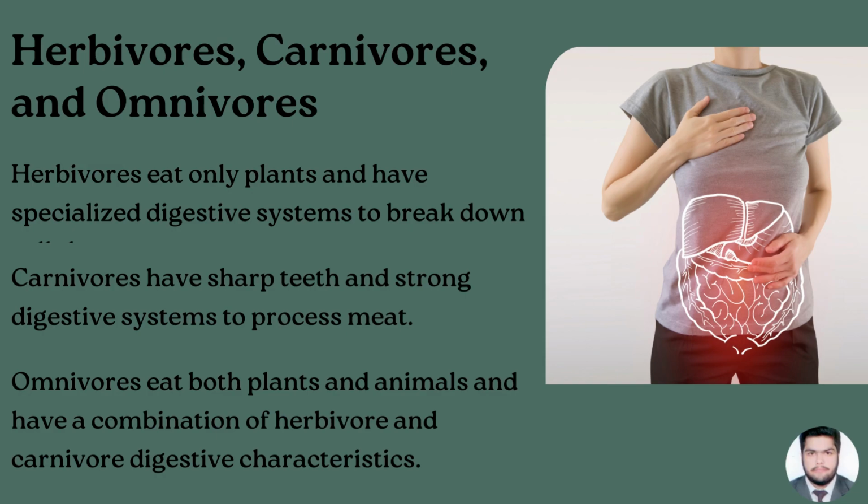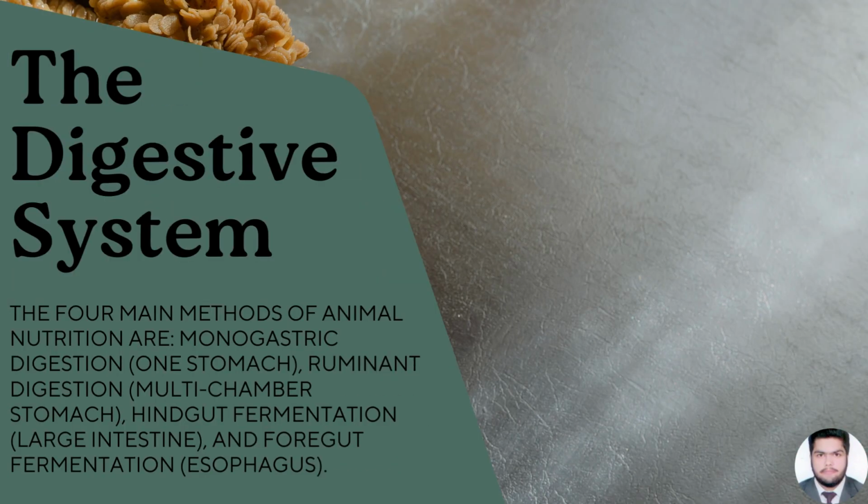Herbivores eat only plants and have specialized digestive systems to break down cellulose. Carnivores have sharp teeth and strong digestive systems to process meat. Omnivores eat both plants and animals and have a combination of herbivore and carnivore digestive characteristics.